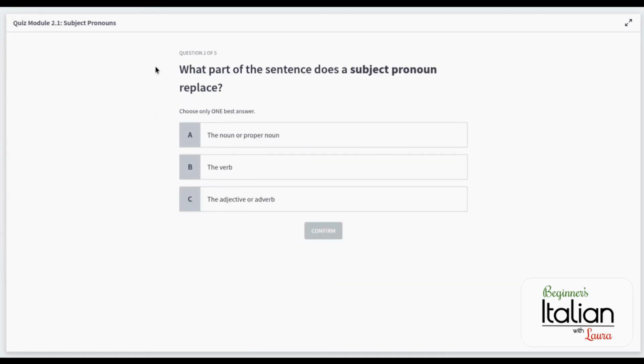Number 2, what part of the sentence does a subject pronoun replace? Choose only one best answer. A, the noun or proper noun. B, the verb. Or C, the adjective or adverb.